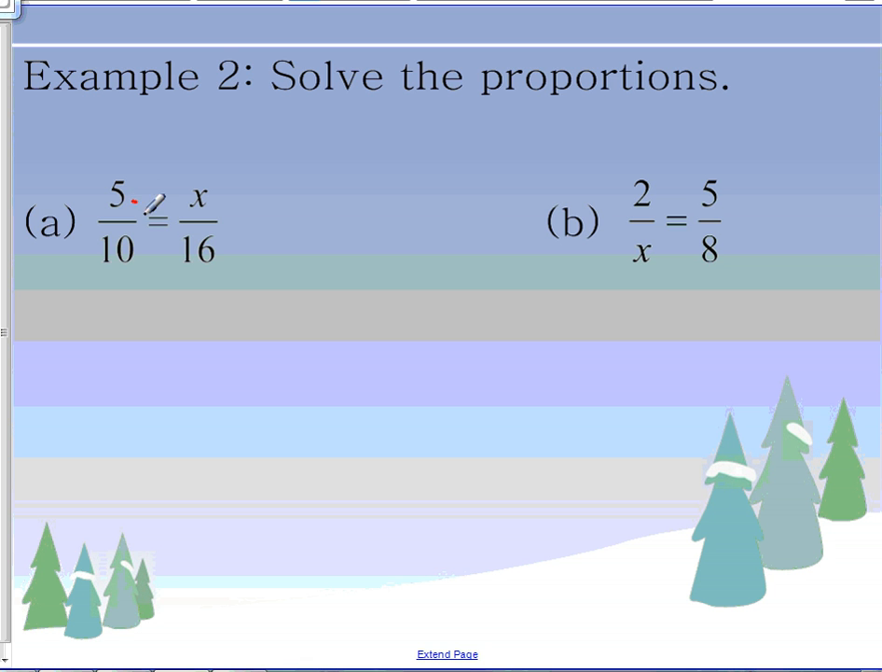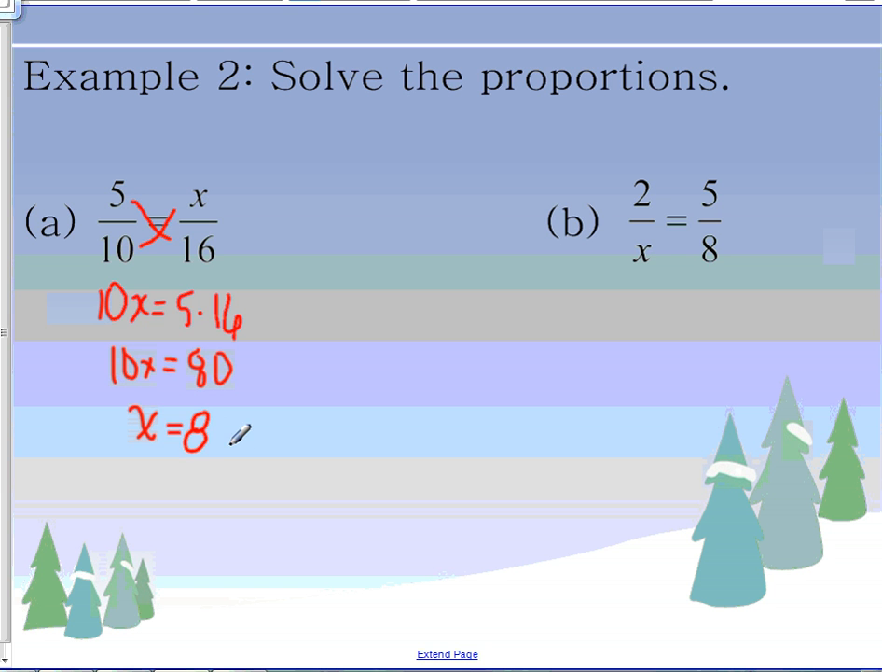All right, so we can use this idea to actually solve proportions. So we're going to cross multiply. We're going to have 10x equals 5 times 16. All right, and 16 times 5 is 80. So I'm going to have 10x equals 80. Divide both sides by 10, and our x should equal 8.